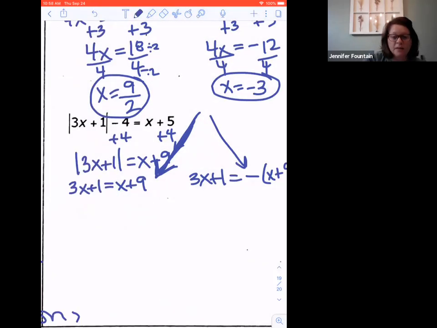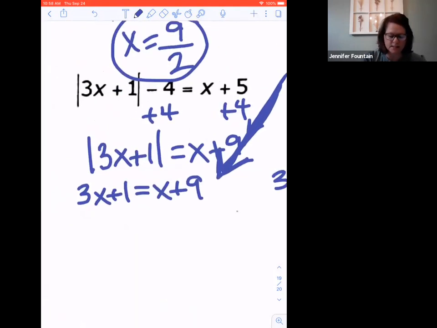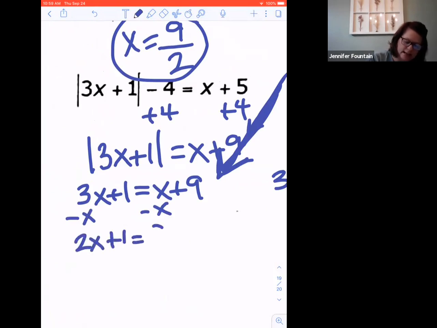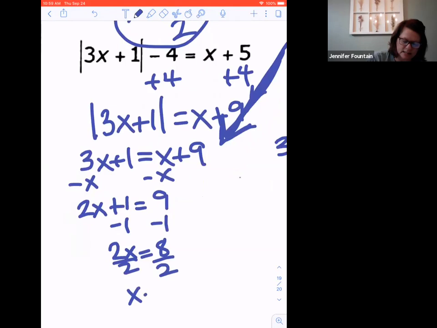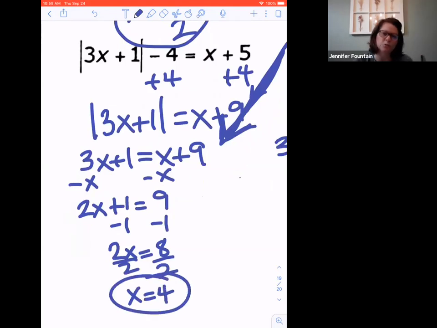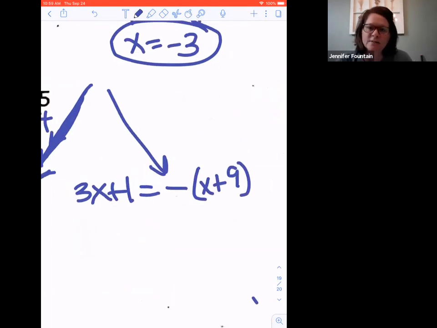Okay, so on the left-hand side, I'm solving. So I have 3x plus 1 equals x plus 9. Again, I still want my variables to be on the left-hand side, so I'm going to subtract x from each side. So I have 2x plus 1 equals 9. I need my constant to move from the left to the right, so I'm going to subtract 1, so 2x equals 8. Divide by 2, divide by 2, so x equals 4. There's one solution.